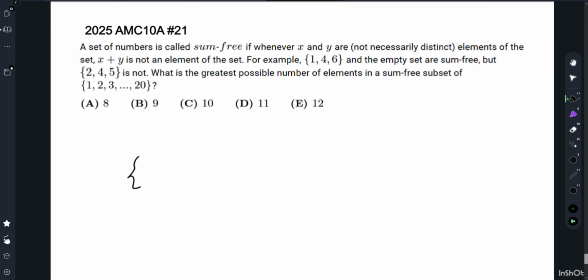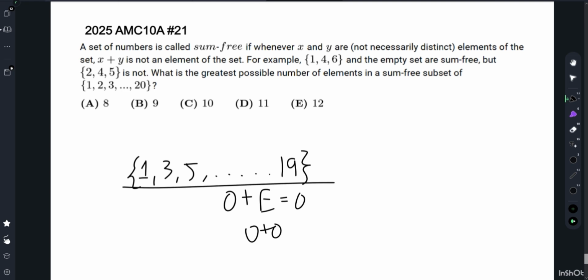Since we can't have any even numbers, we have 1, 3, 5, all the way to 19. And obviously none of these numbers can add to each other, because odd plus even is odd, and odd plus odd will never add to any one of these. So 10 is a safe number, and that is our answer.